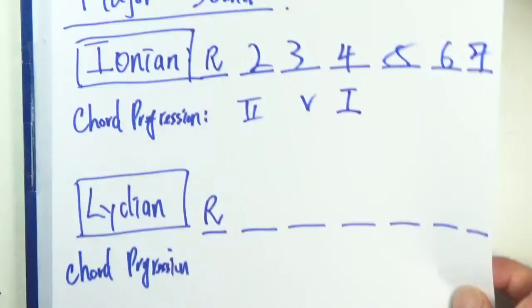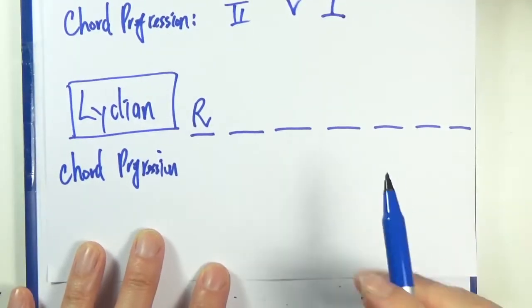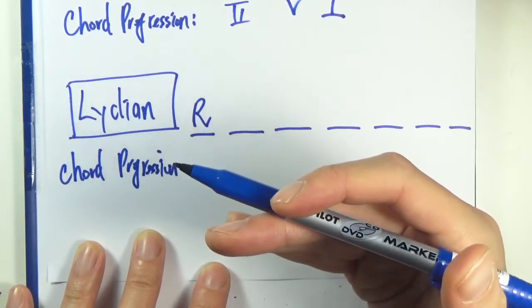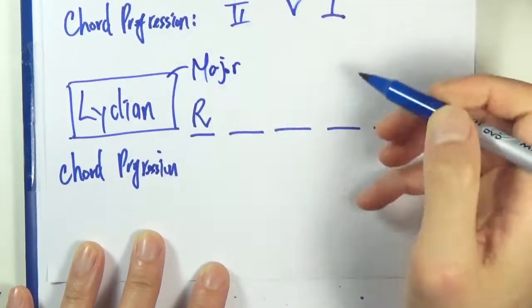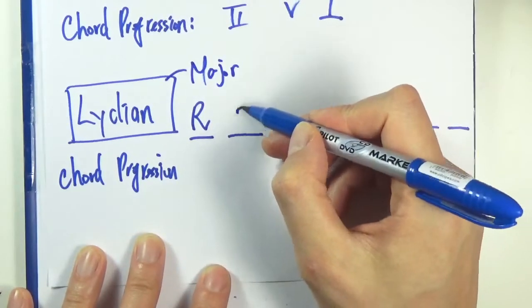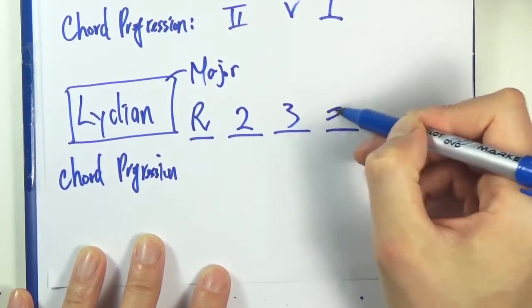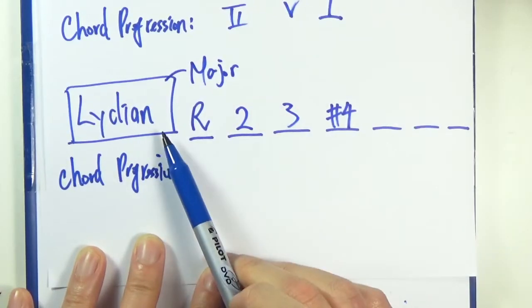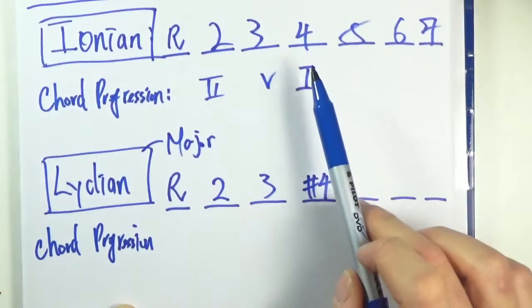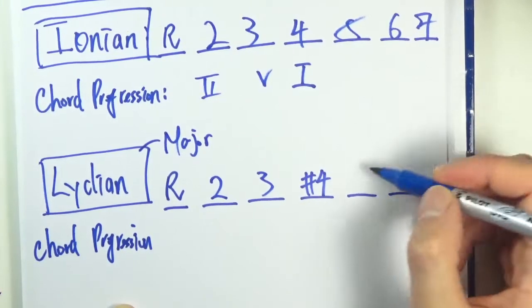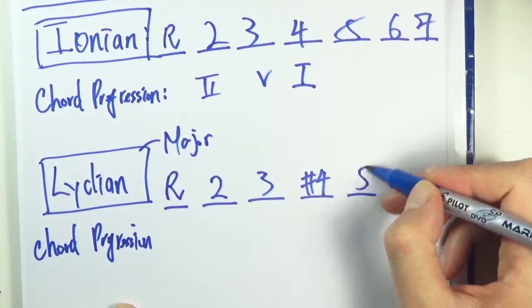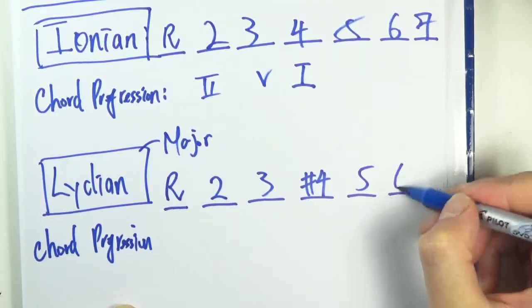Okay, Lydian. It is a major sound, so when you look at a mode, you have to determine whether it's a major or a minor sound. So it's definitely a major sound. Formula, that's going to be root, 2, 3, sharp 4. That's what makes the Lydian slightly different from the Ionian mode, because of the sharp 4. And 5, 6, 7.